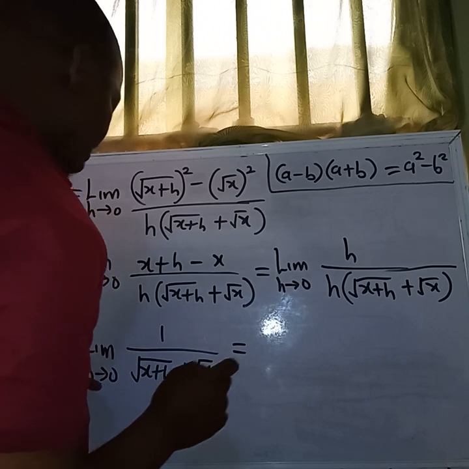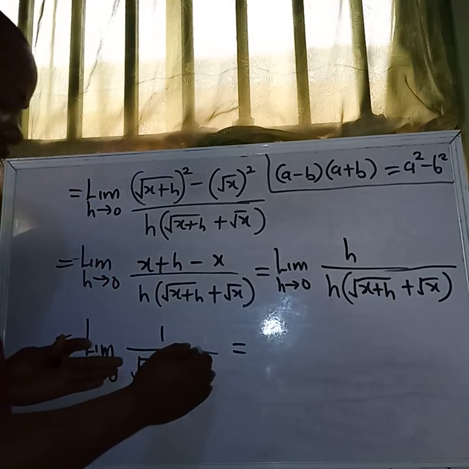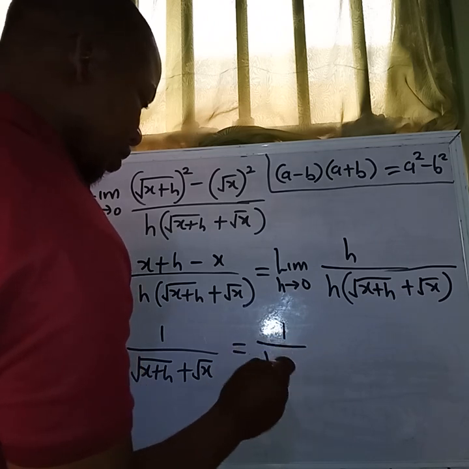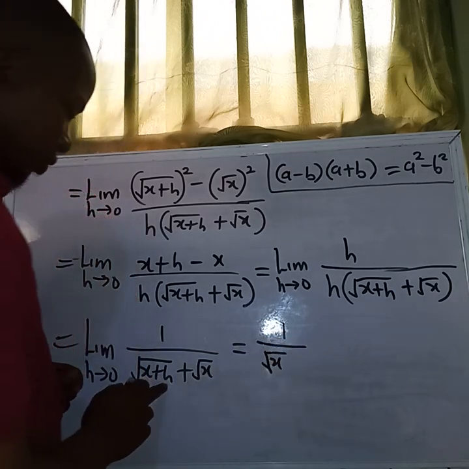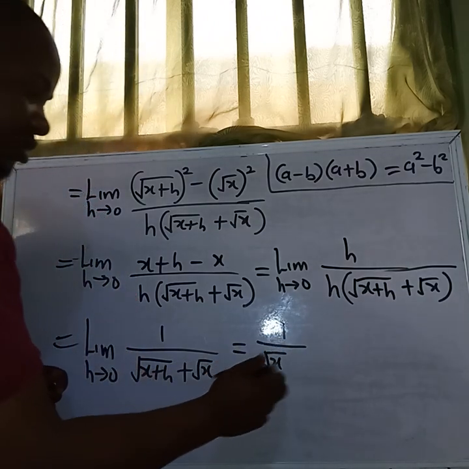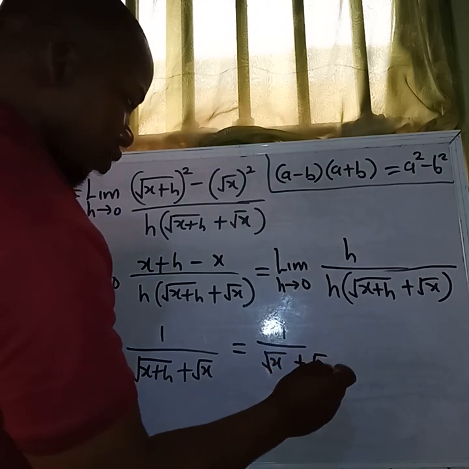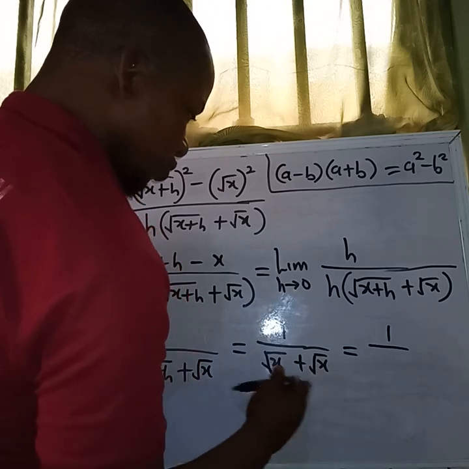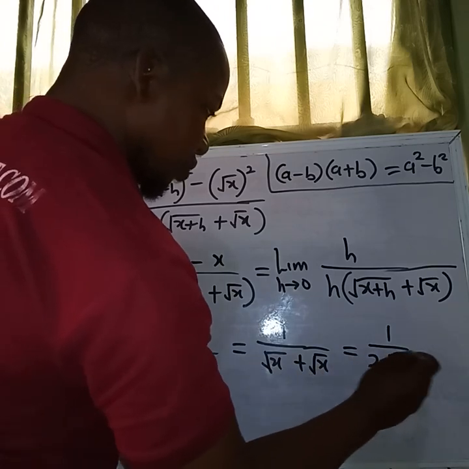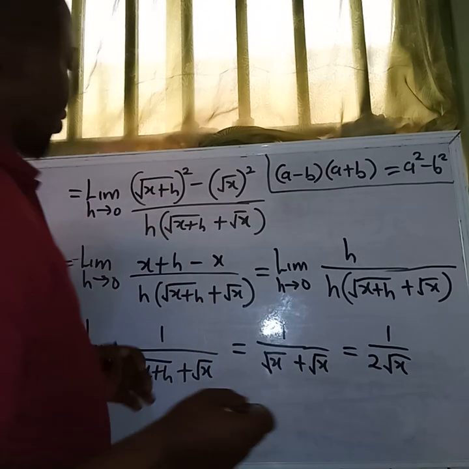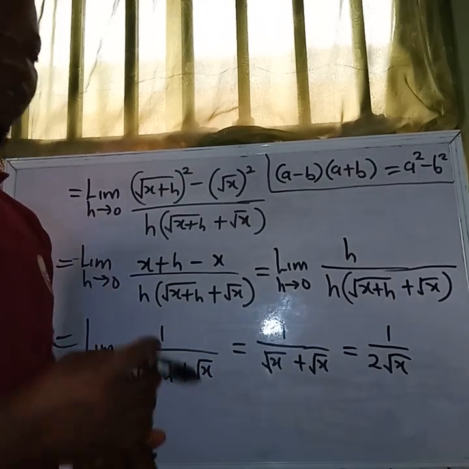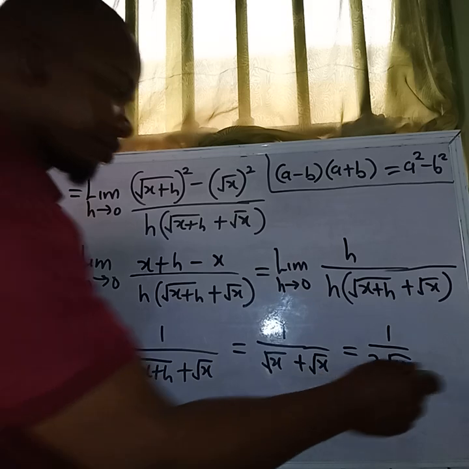When we apply the limit to this, it becomes 1 over the square root of x plus the square root of x, because h becomes 0. So x plus 0 is x. Everything is 1 over 2 times the square root of x. So this is the derivative of the function f of x equal to the square root of x.